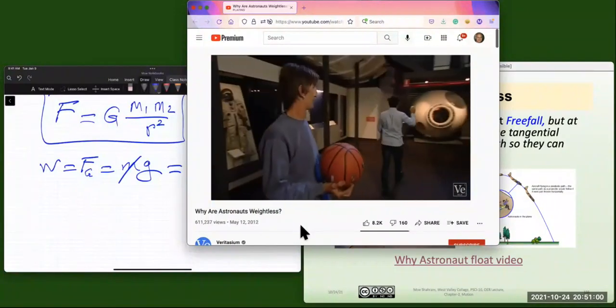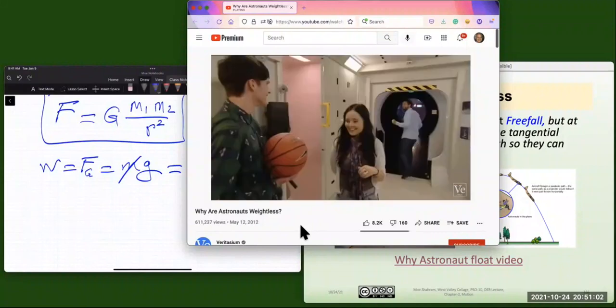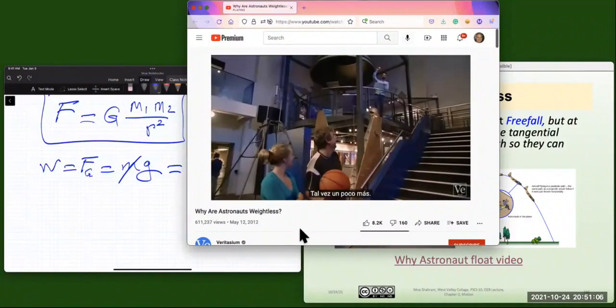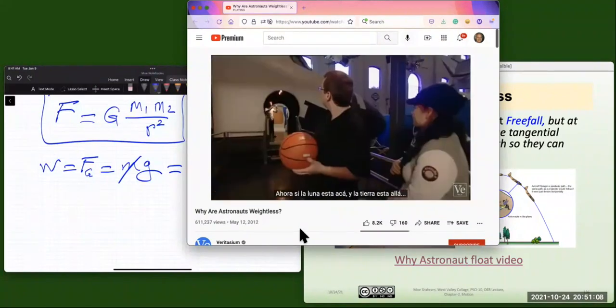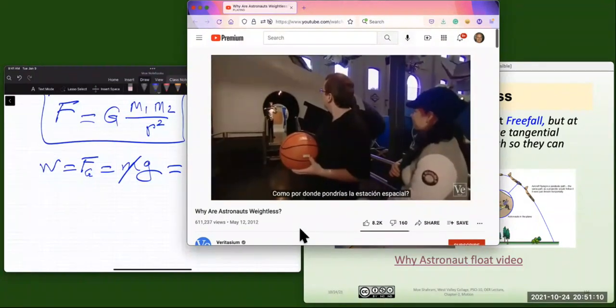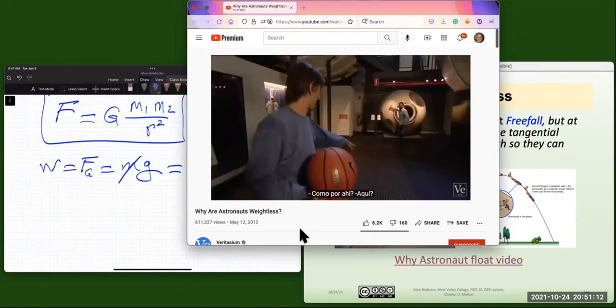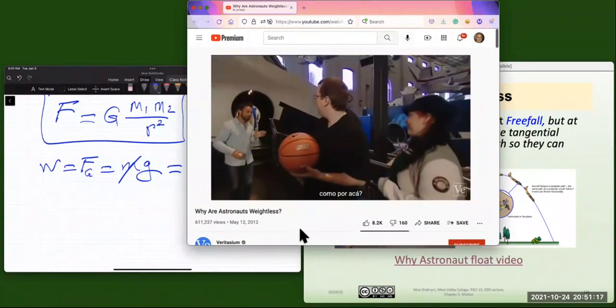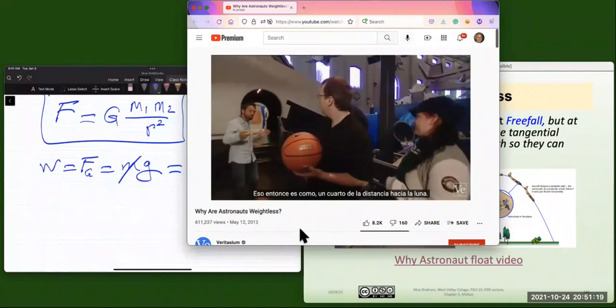Oh, okay. It's actually about here, maybe a little further. I think we were wrong. Now, if the moon is here and the Earth is there, whereabouts would you put the space station? Somewhere here. About halfway? Yeah. Right about here? So that's maybe like a quarter of the distance to the moon.